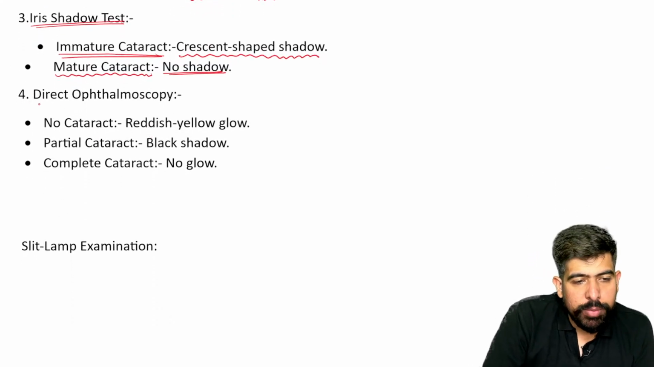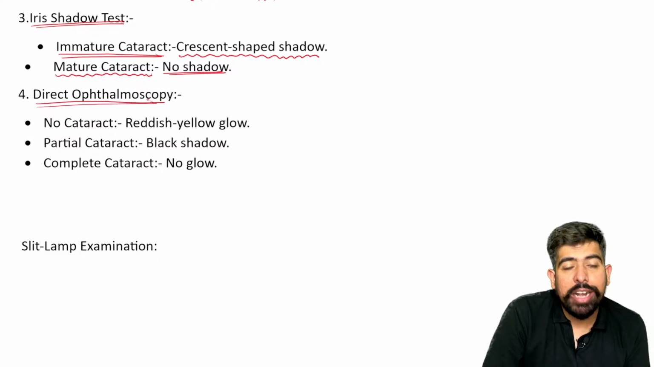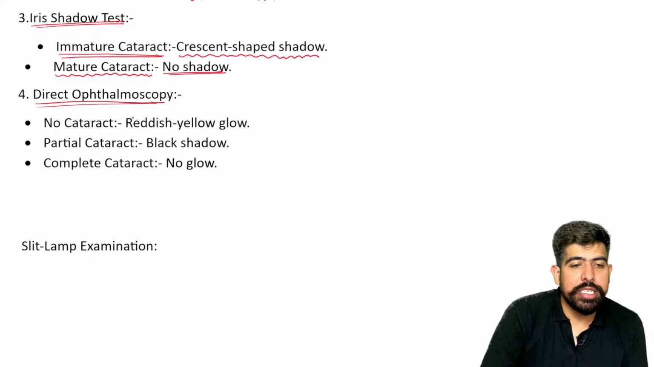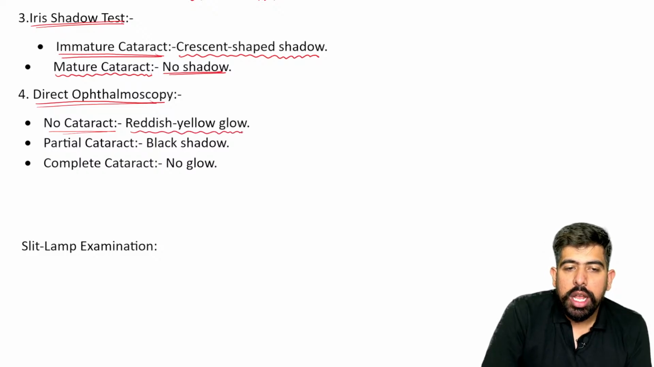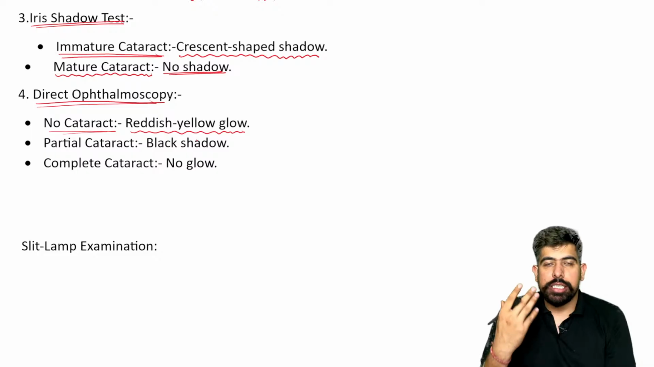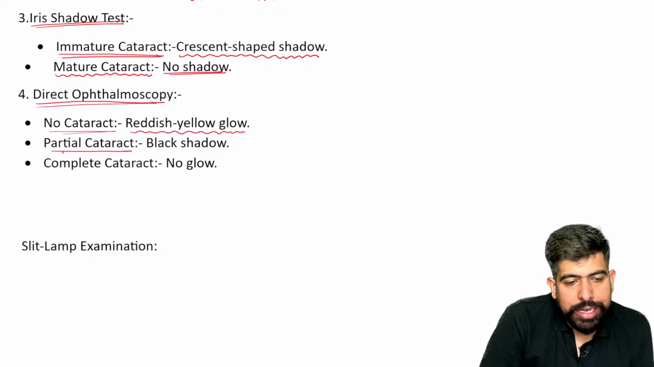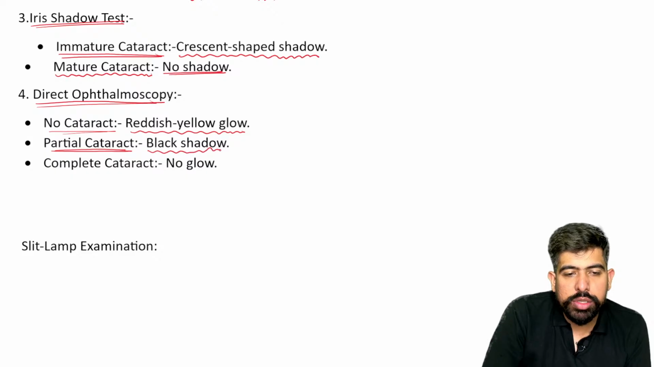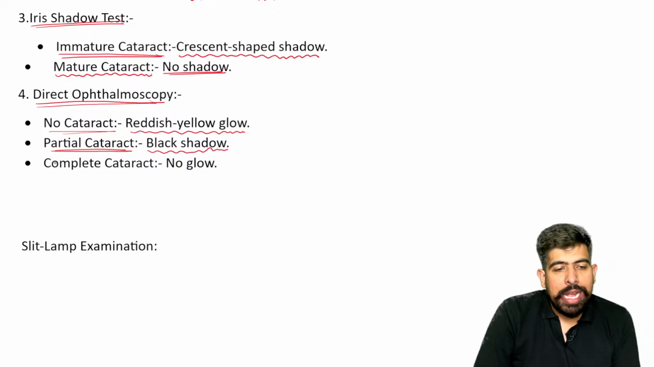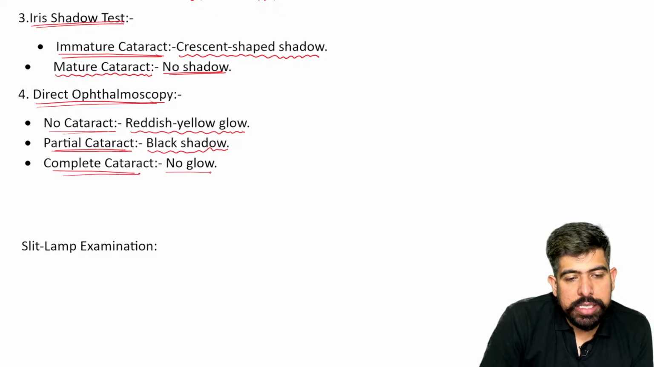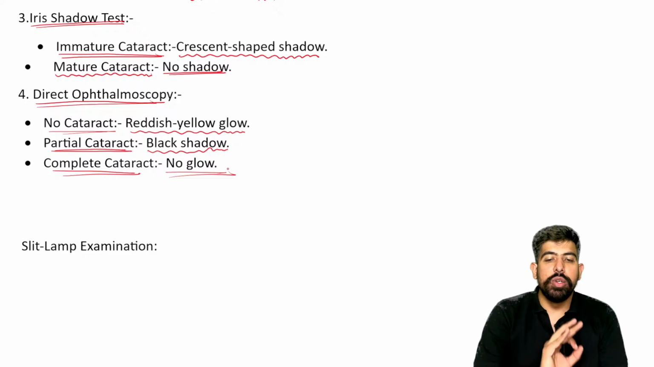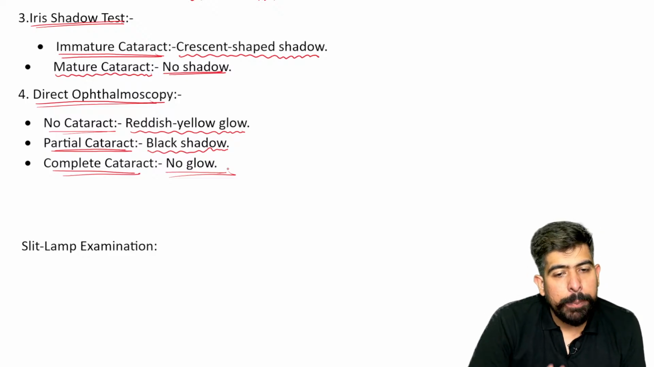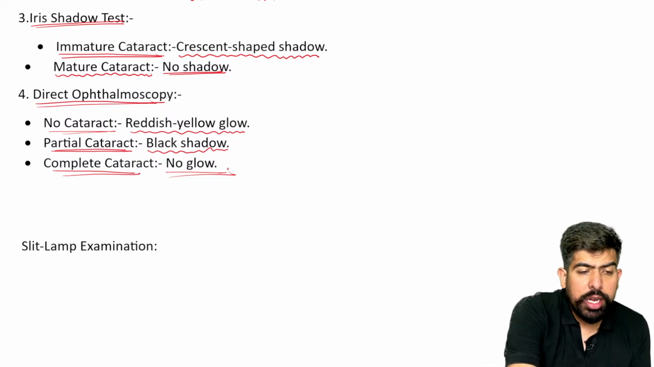Also, we can do distant direct ophthalmoscopy. Please remember, from the distance ophthalmoscopy we can say this, right? If there is no cataract, there is a reddish yellow glow coming from the eye, from the distance. If there is a partial cataract, a black shadow will be seen on the ophthalmoscope. And if a complete cataract is there, please remember there is no glow. On the distant ophthalmoscopy, the patient has no glow.